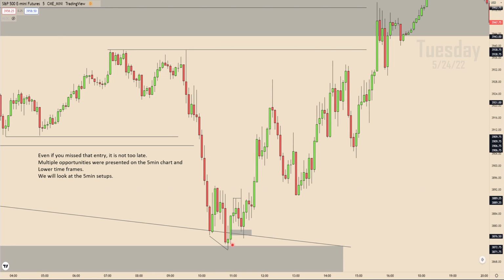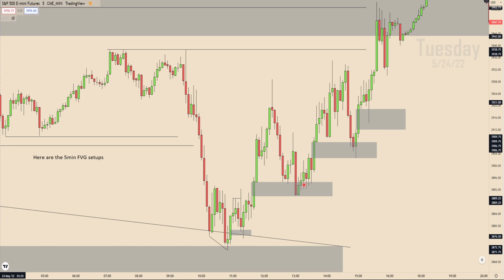If you missed that entry, it's not too late. Just go to the 5-minute chart and so many entries were presented. Make new highs, retrace back. Make new highs, retrace back. Make new highs. Those were all offered.